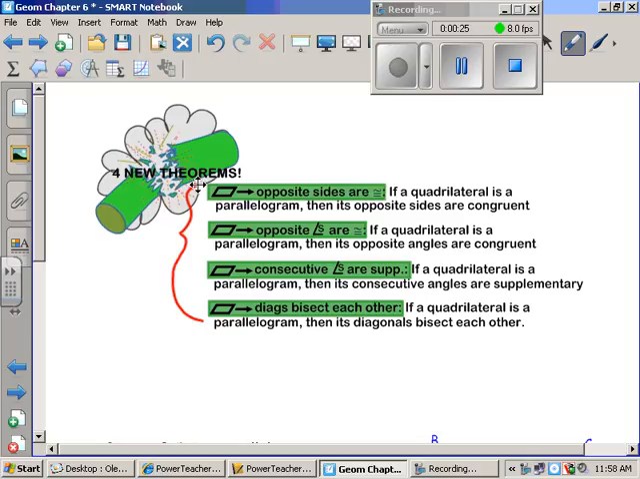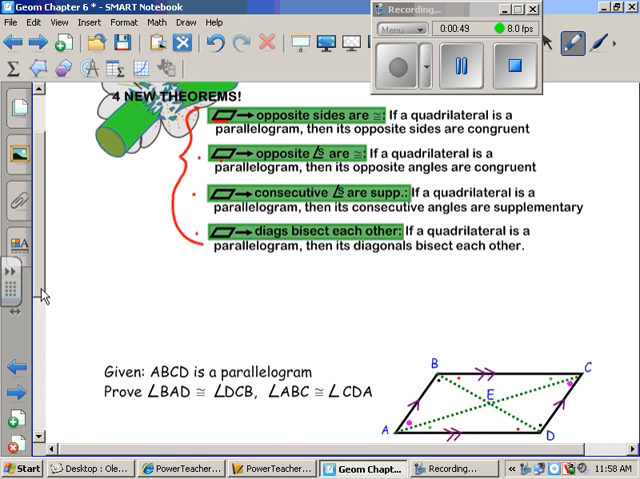If a figure is a parallelogram, then opposite sides are congruent. If a figure is a parallelogram, then opposite angles are congruent. If a figure is a parallelogram, then consecutive angles are supplementary. And if the quadrilateral is a parallelogram, then diagonals bisect each other. Okay, we can use those in proof.